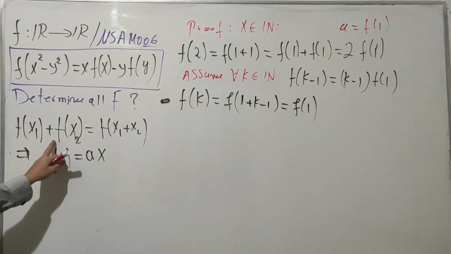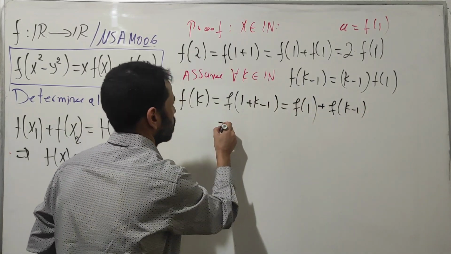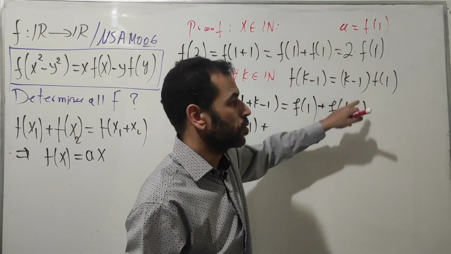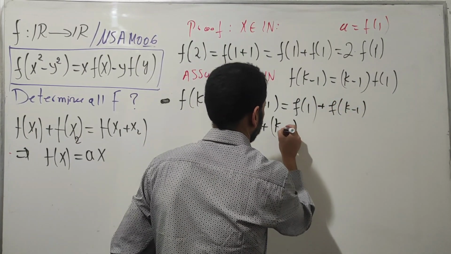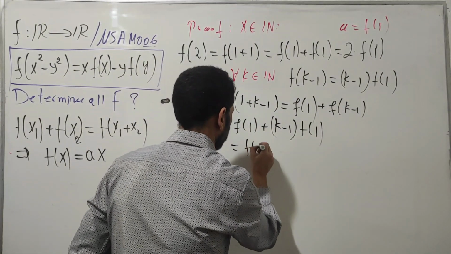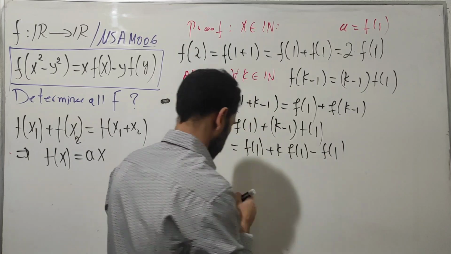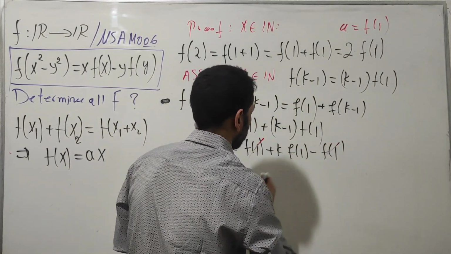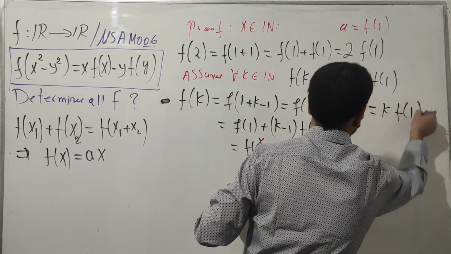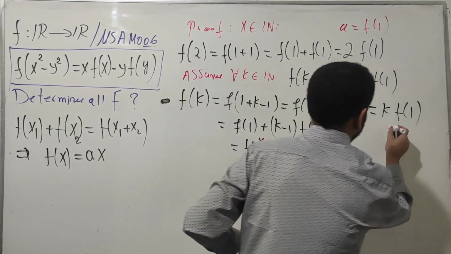plus f of (k minus 1). Let's apply this. f of (k minus 1) will be replaced with (k minus 1) times f of 1. So I'm going to distribute this and get f of 1 plus k multiplied by f of 1 minus f of 1. So f of 1 will be cancelled out, and I will be left with k times f of 1. So we have proven this, which means this is true.